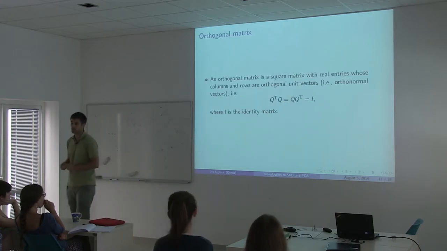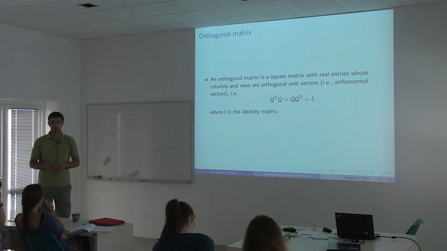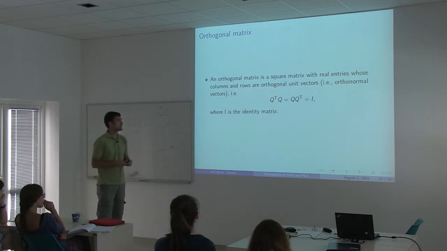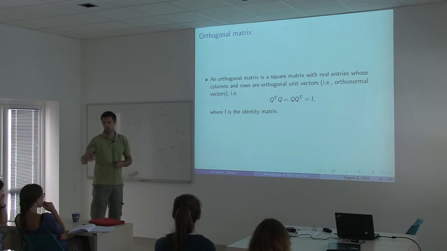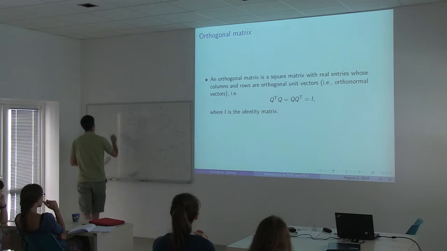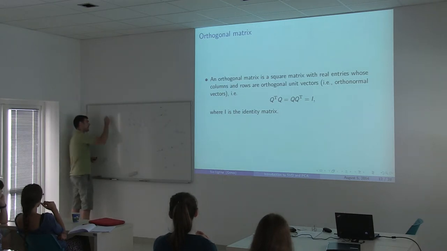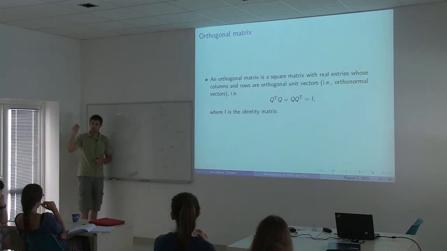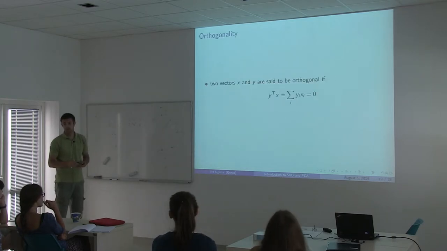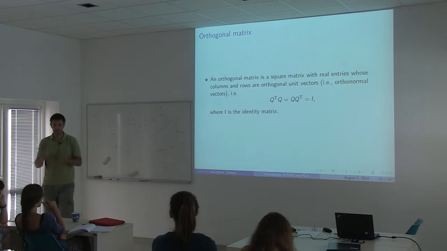We had orthogonality, and we know when two vectors are orthogonal. What is an orthogonal matrix? An orthogonal matrix is a square matrix with real entries. When I say real entries, it means it's not a complex value, it's just your regular real number, whose columns and rows are orthogonal unit vectors. What does it mean? If you have a matrix here, and you take this column and this column, and check if they're orthogonal, you do that by the sum of products of elements, as before. Then if you get zero, they are orthogonal.